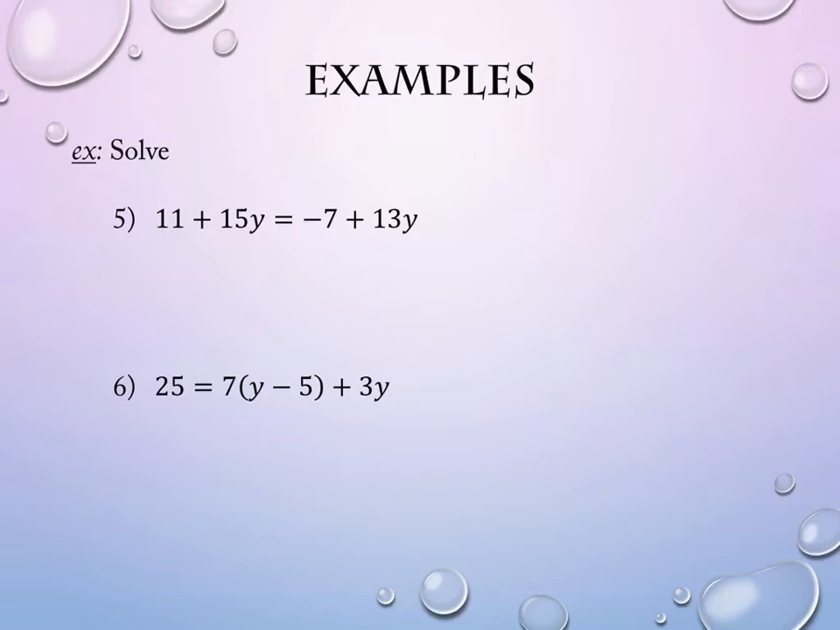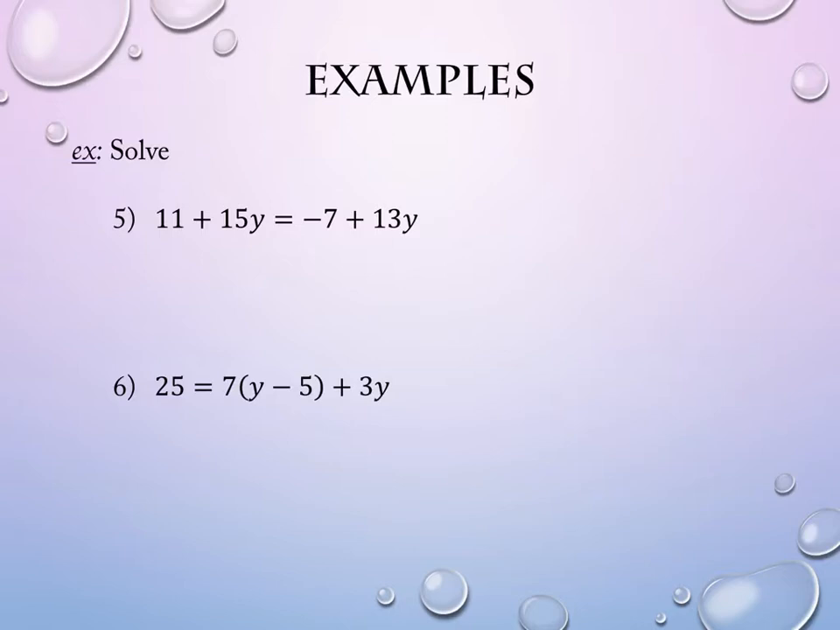On number 5, we see that it looks a little bit like 4, but I don't have things within the same side that actually simplify, right? They're split up. I have a constant term on both sides, an 11 on one side and a negative 7 on the other, and I also have a y term on both sides, the 15y and the 13y. So the goal is still the same. I want all the y's to be on one side and all the constants to be on the other side. And it doesn't really matter which direction you move things.